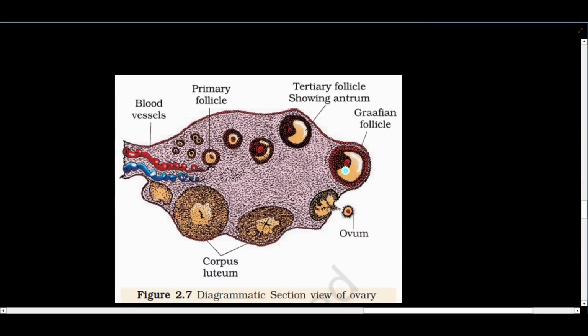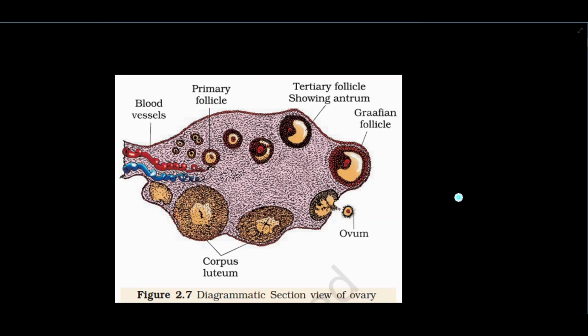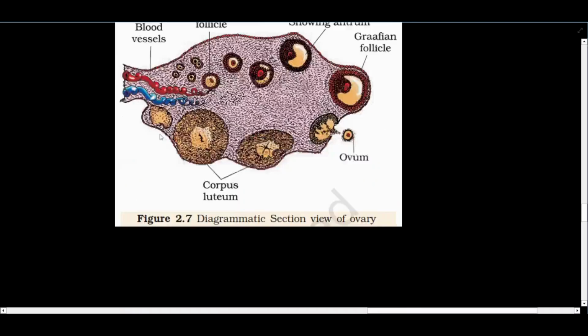The next structure is the sectional view of ovary. So this structure is also very important. Sometimes you have a question like draw a well-labeled structure of section of an ovary, and what is the function of the corpus luteum, what is the function of antrum, what is the function of Graafian follicle. This has been asked. So you should know about it.